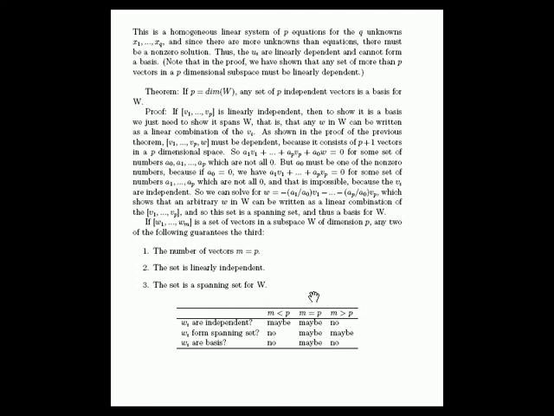In our example of the xy plane where p is 2, if you only have one vector, it can't span the space, therefore it's not a basis. If you have 3 or more vectors, they can't be independent. You can't have 3 independent vectors in a two-dimensional space, therefore that also can't be a basis. So any basis has to have exactly 2 vectors in a two-dimensional space. However, that doesn't mean that any 2 vectors in a two-dimensional space are a basis. They have to be independent, and if they are, then they span the space.